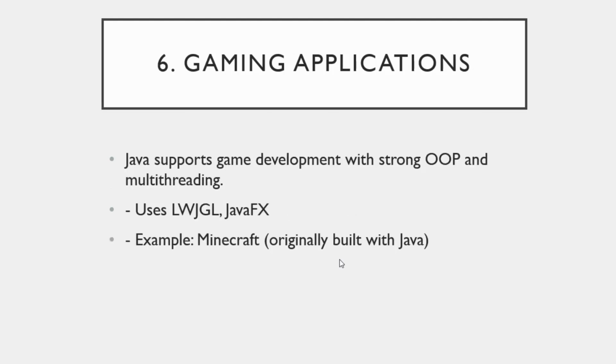The next type of application we can create using Java is gaming applications. Java supports game development with strong OOPs and multi-threading. OOPs is known as object oriented programming. It uses LWJGL and JavaFX. So we can build gaming applications such as Minecraft, which was originally built with Java.